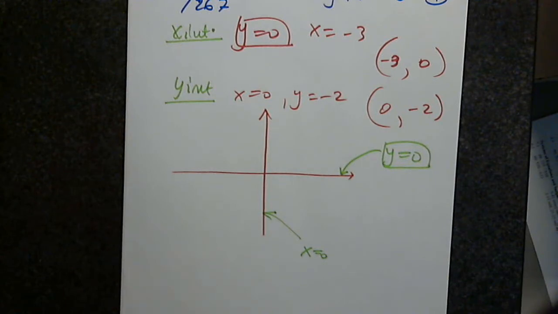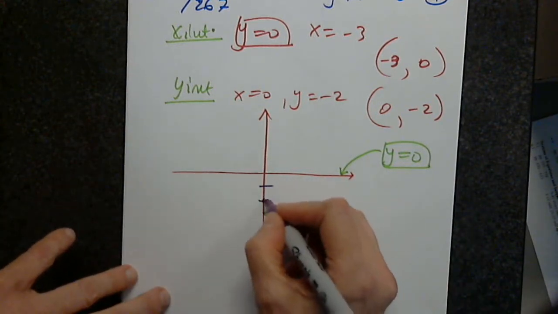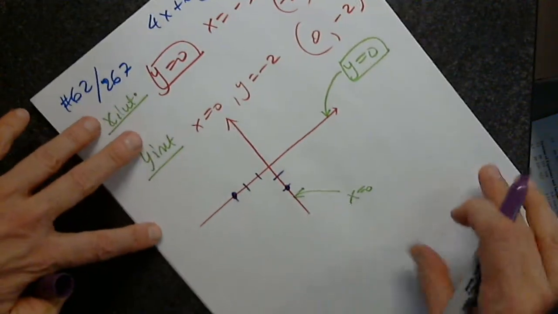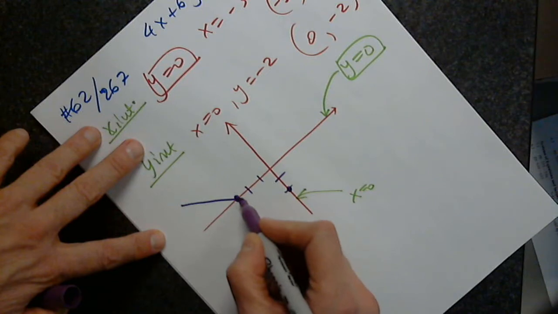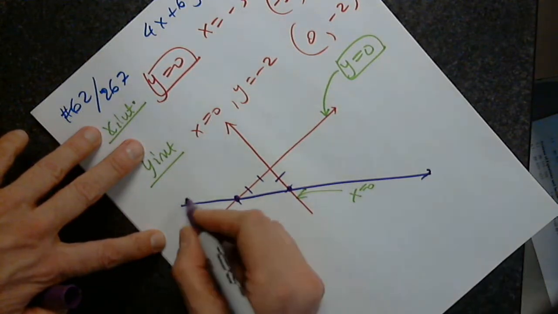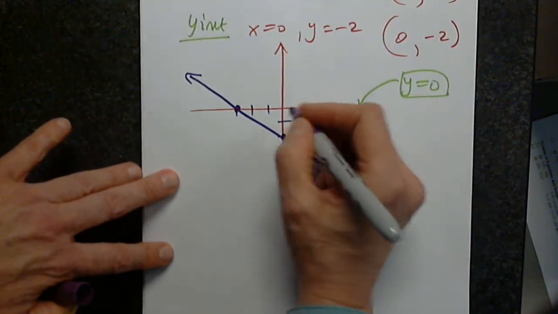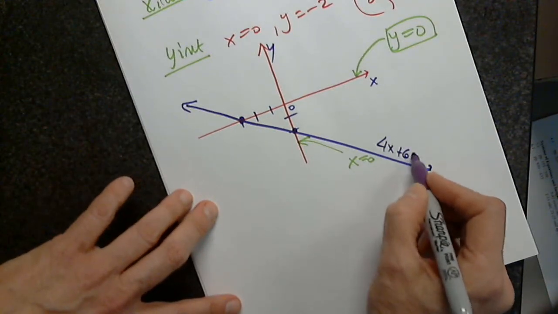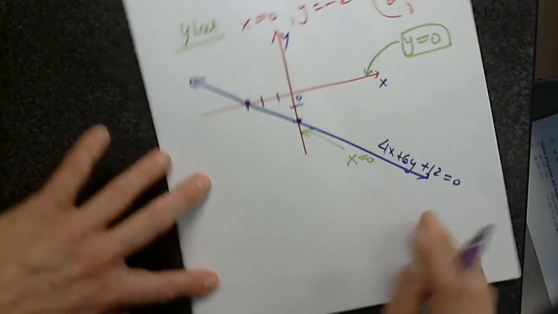So now we plot the points we have and extend the line. That's it. 0, negative 2 is this point, and negative 3, 0 is this point. Connect and extend the line. Always write, please, always write what you graphed somewhere. 4x plus 6y plus 12 equals 0.